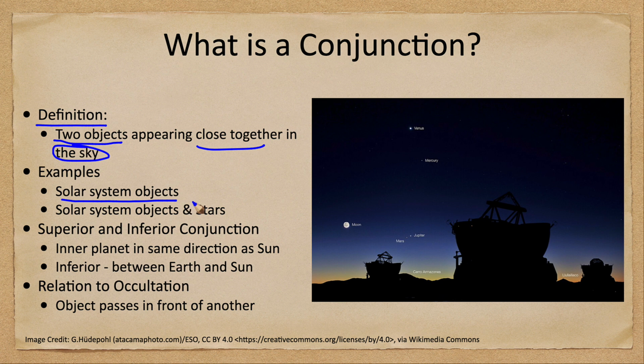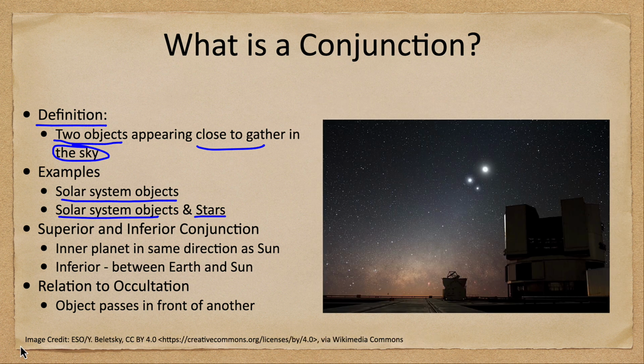We can also see conjunctions involving objects not in the solar system, or at least one solar system object, I should say, and a star. So we can't see a conjunction of two stars because the stars don't move fast enough that they'd ever change their positions significantly. But we can see the conjunction of a solar system object with a star.